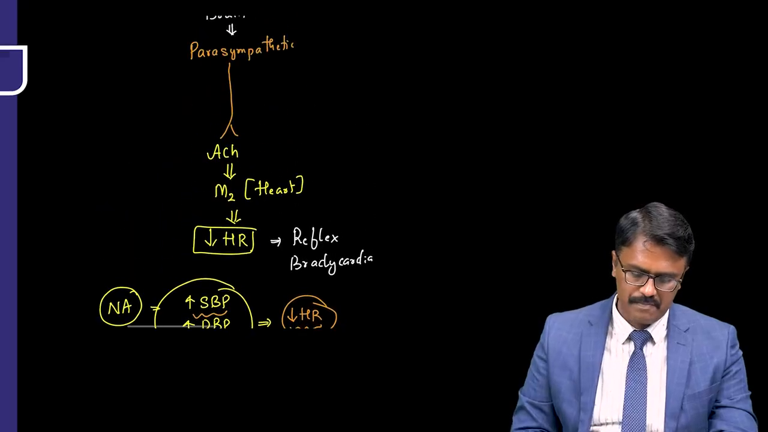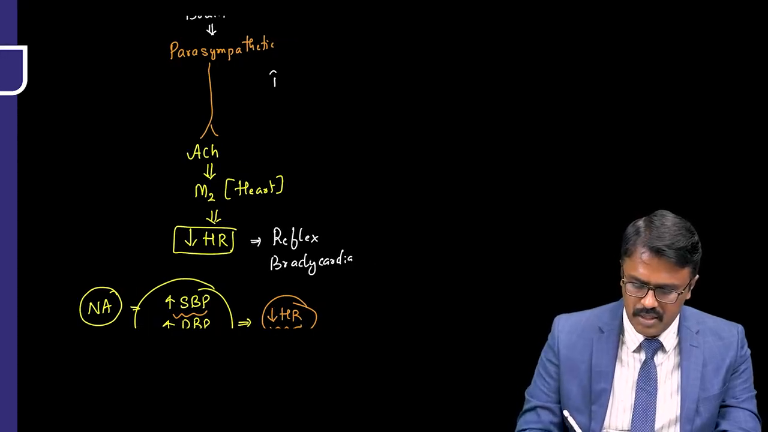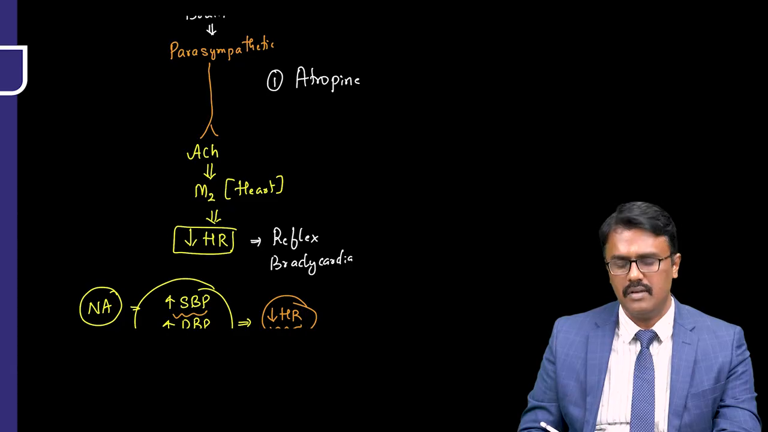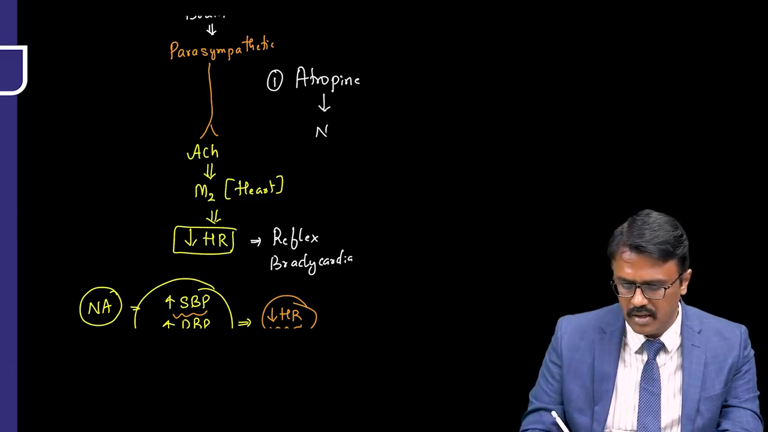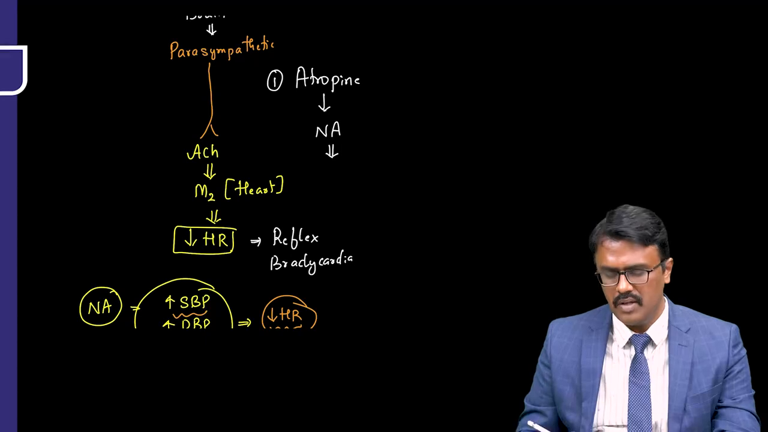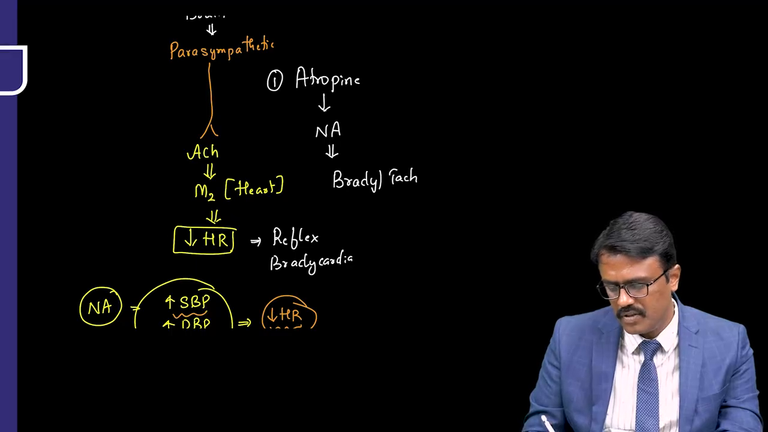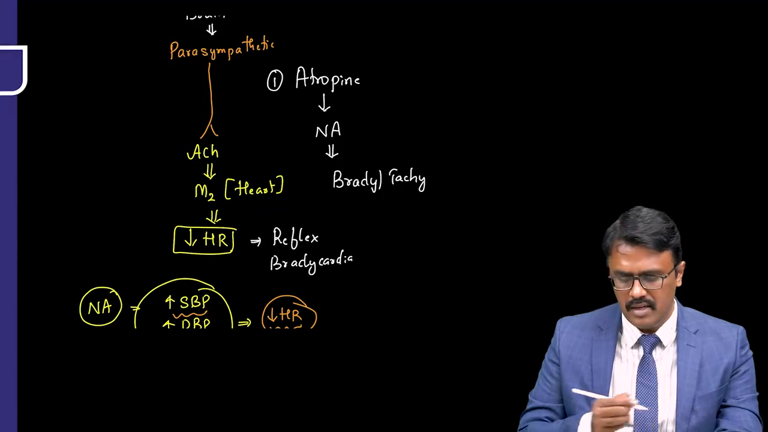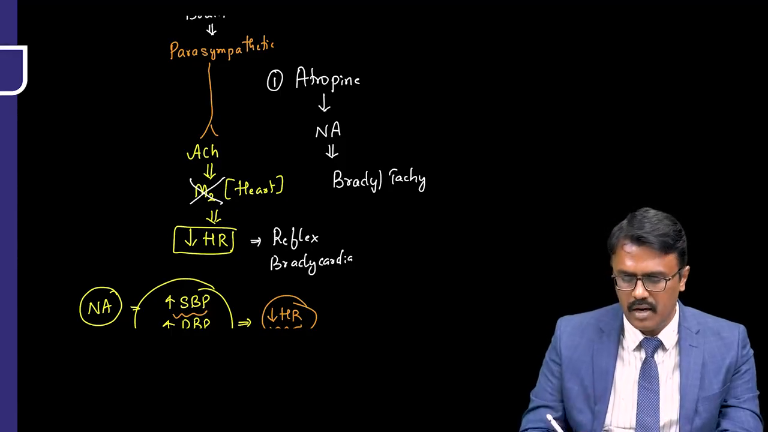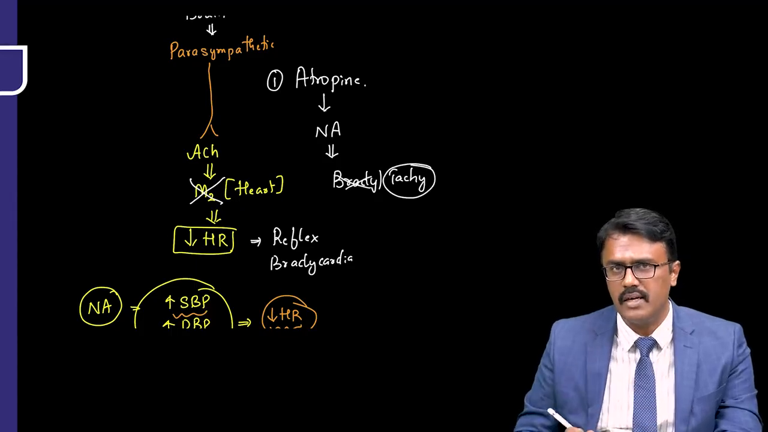Right, sir? Okay. Now there are certain questions asked in your exams. Suppose situation number 1, patient is given atropine, and after giving atropine, he was given noradrenaline. So now when you are giving Norlin, will you see this reflex mechanism? Will you see the bradycardia or will you see the tachycardia? What will you see? Now if you have already given atropine, atropine is a blocker of muscarinic receptor. So when you give Norlin after this, you will see only tachycardia.